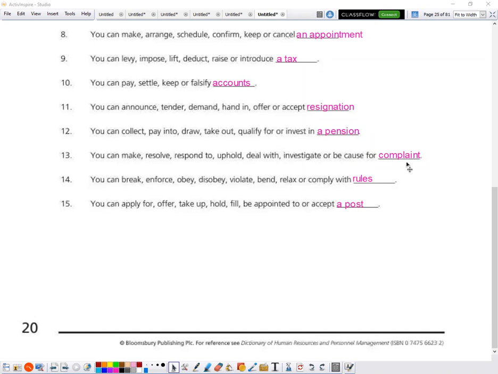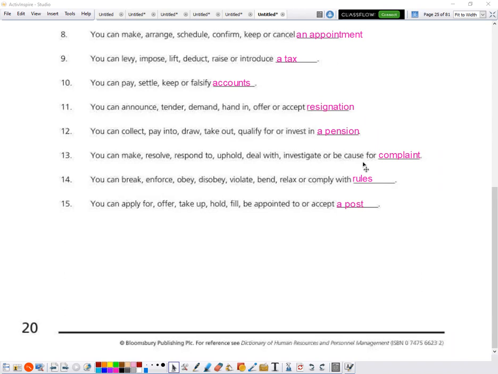The word complain. The word complained. What verbs are preceded or come from before the word complain? It's like make, resolve, respond to, uphold, deal with, investigate, or because for complaint. And complaint means when you have a problem and you cannot solve it. For example, if you have a complaint about your salary and you talk to your manager, dear manager, I need my salary to be raised. I complain of the low salary that I have.